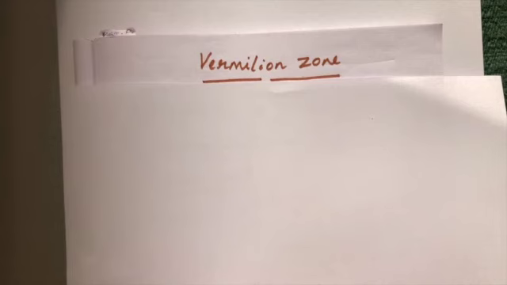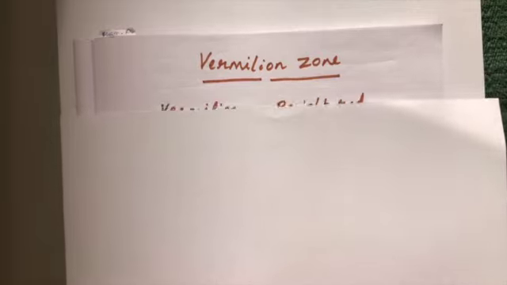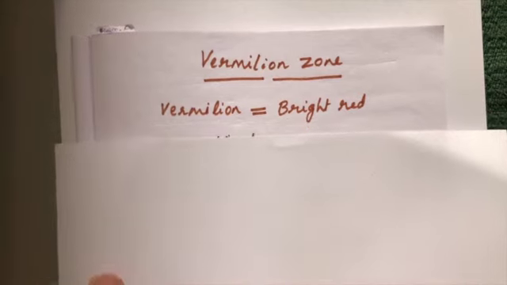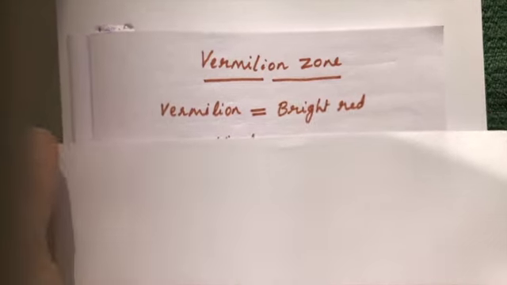What is the vermilion zone? It is the zone on the lip which is the lipstick area of the lip. Why is it called the vermilion zone? Because the meaning of vermilion is bright red. So this is the area which is highly vascular and appears slightly pinkish and more reddish compared to the skin and the mucous membrane. Basically this is the transitional zone between the skin and the mucous membrane.